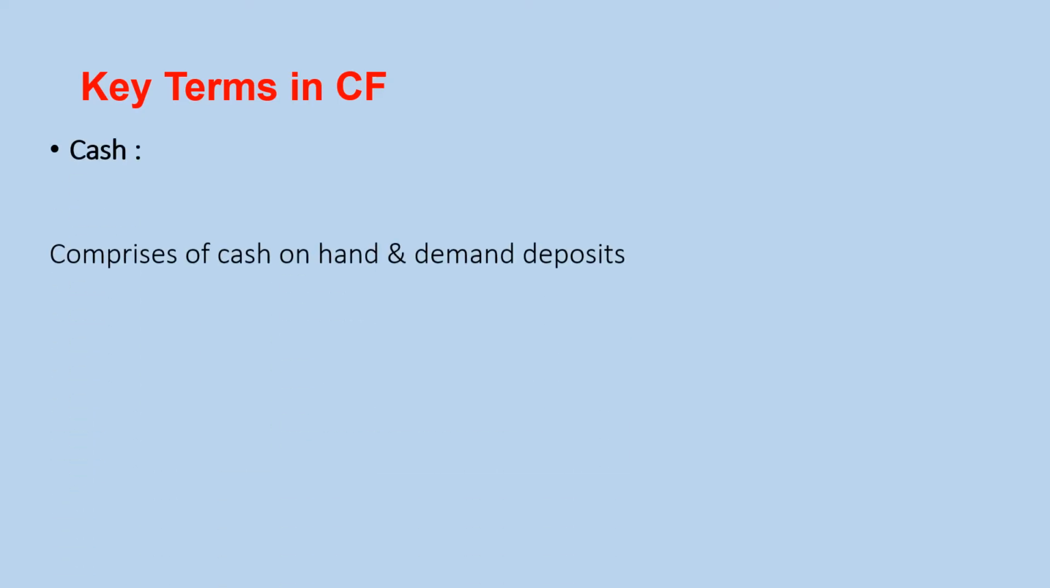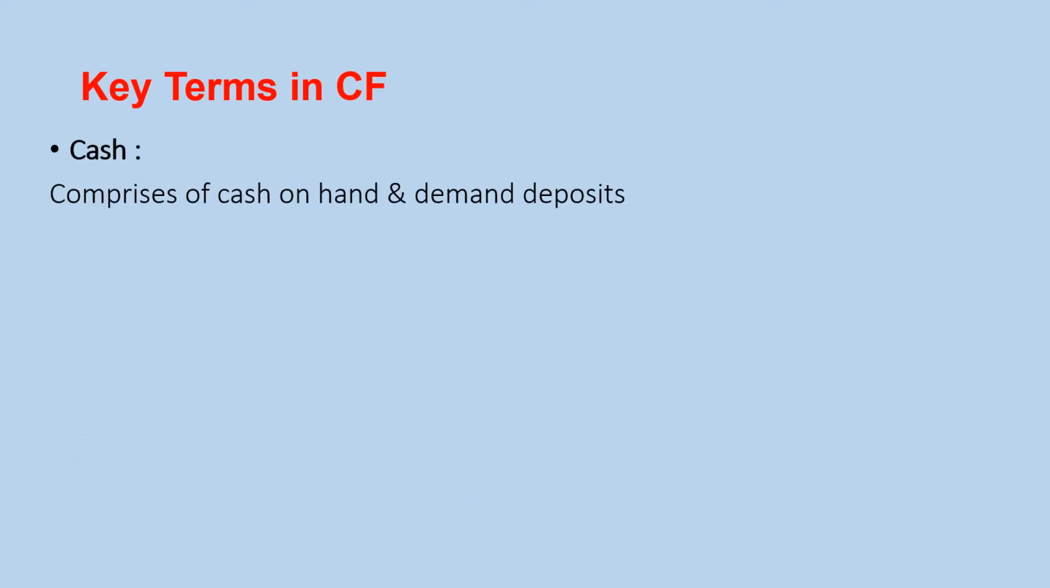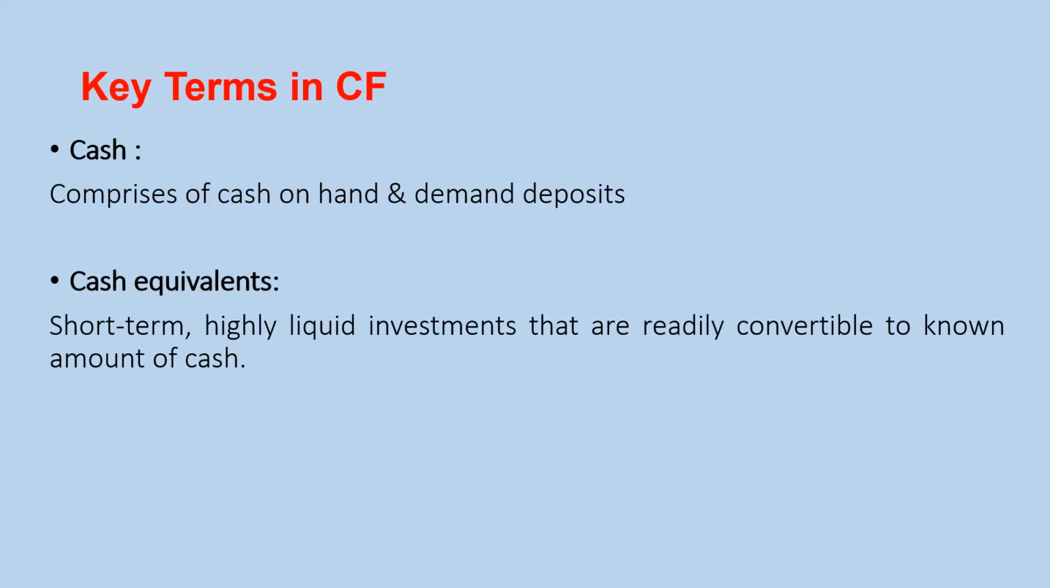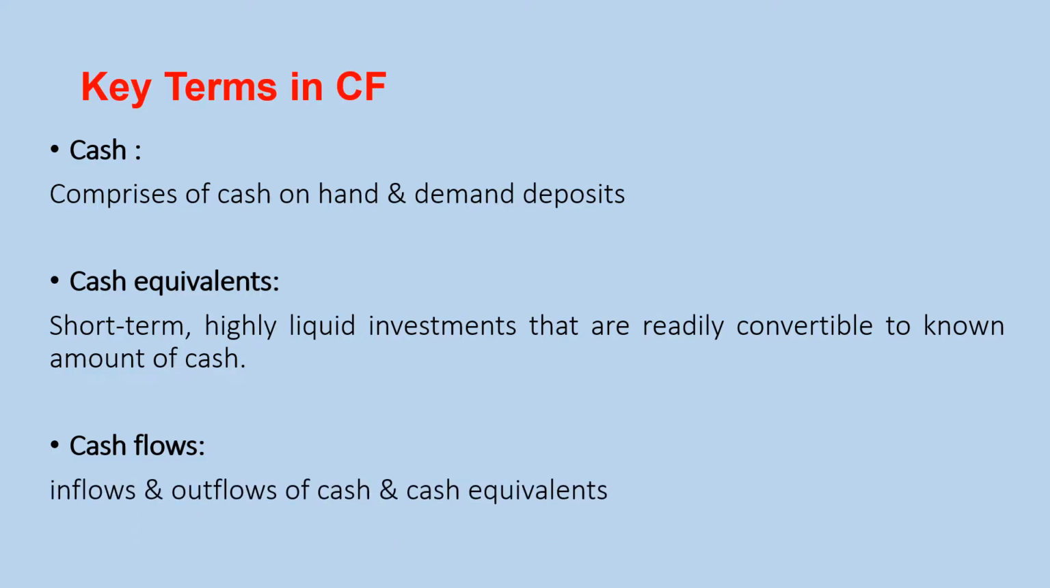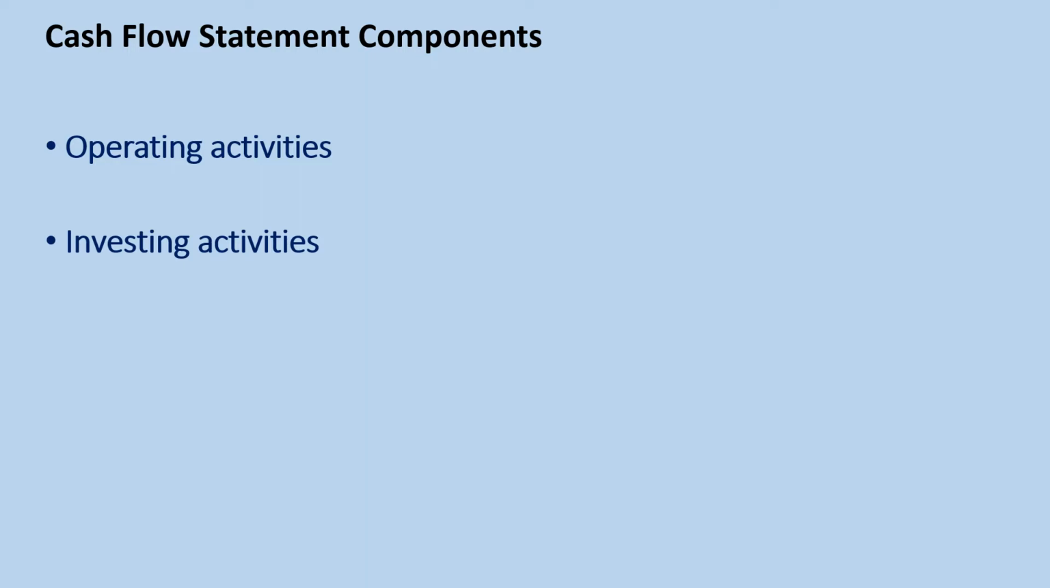Let's learn the key terms of cash flow. Cash means the cash on hand and the demand deposits. Cash equivalent means the short-term, highly liquid investments that are readily convertible to known amounts of cash. Cash flow is both inflow and outflow of cash and cash equivalents. The cash flow statement has three components: cash flow from operating activities, investing activities, as well as financing activities.